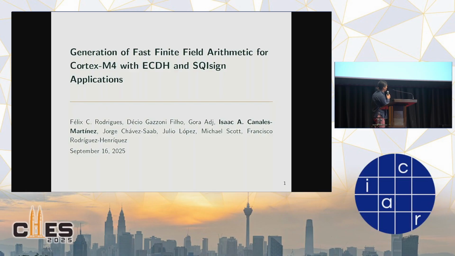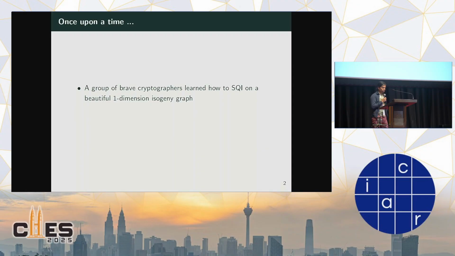Thank you very much for the introduction, and thank you everyone for being here. Okay, so let's get started. But first of all, I would like to start this talk with a short story. Once upon a time, there was a group of really brave cryptographers, and they learned how to ski in a beautiful one-dimensional isogeny graph. Particularly, they did so in the x86 slope.